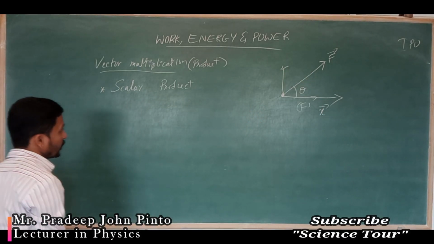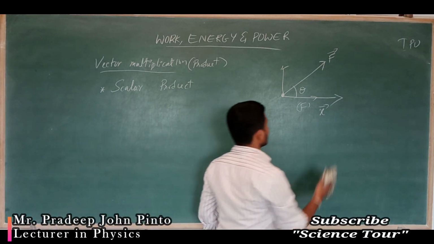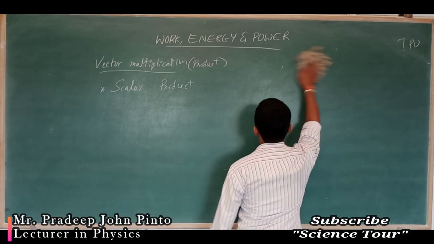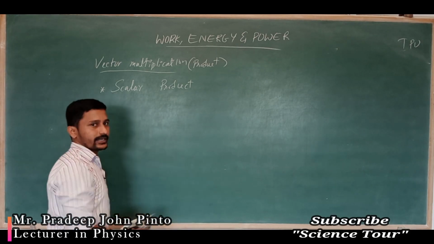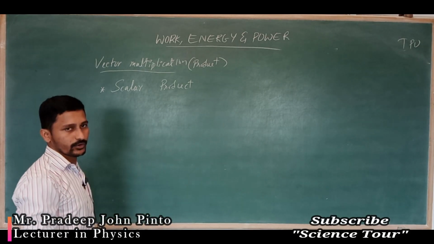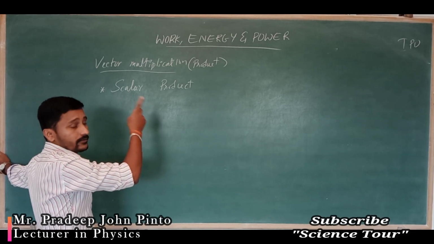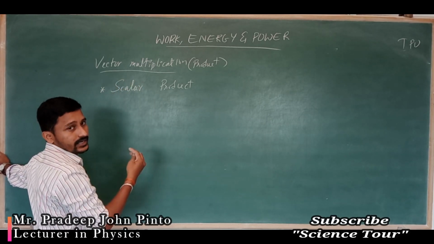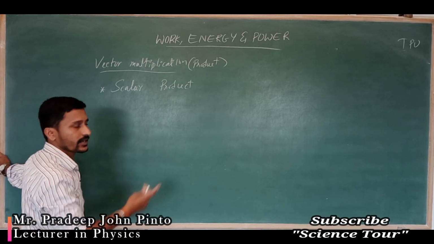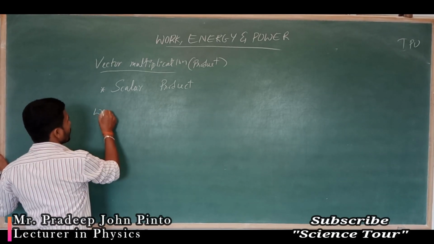Before that, we will write down the vector product in terms of its components. Don't write down that; that was the example I have given, and I am going to explain it. You just write down the heading vector multiplication, two types: scalar product and vector product. After that, write down the heading scalar product, and after that write down. Okay.